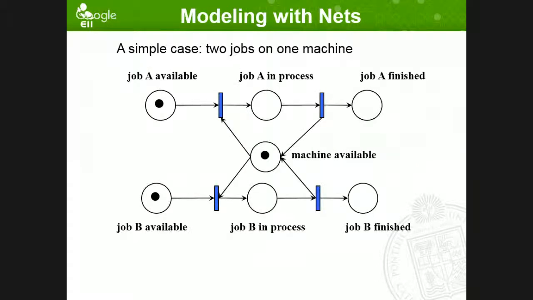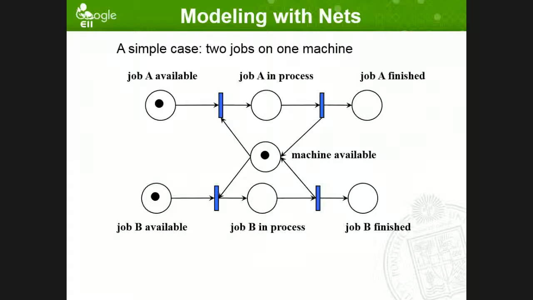This is a simple model of two jobs that are going to be processed by one machine. In this case, you can see job A is available, job B is available, and then the processing, and then at the end, the jobs finish their processing. And we have a condition which is machine available, similar to the cashier available in the previous example.